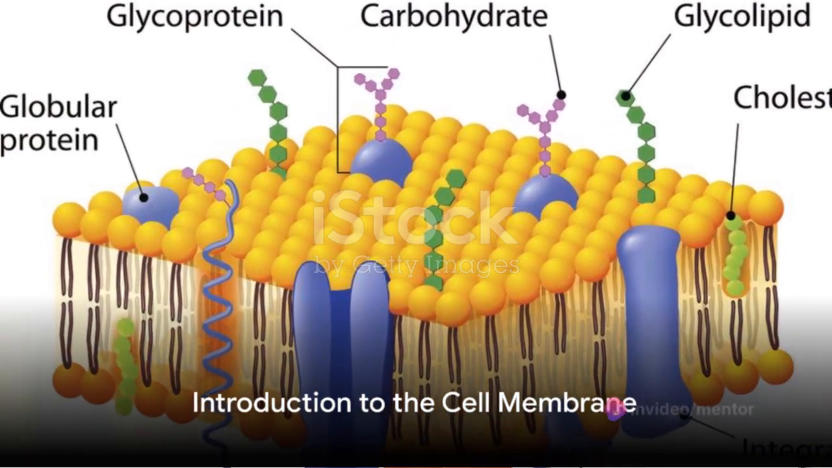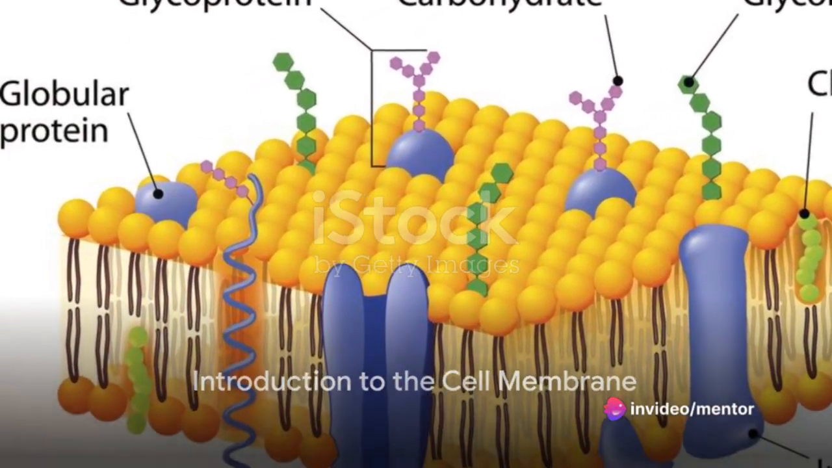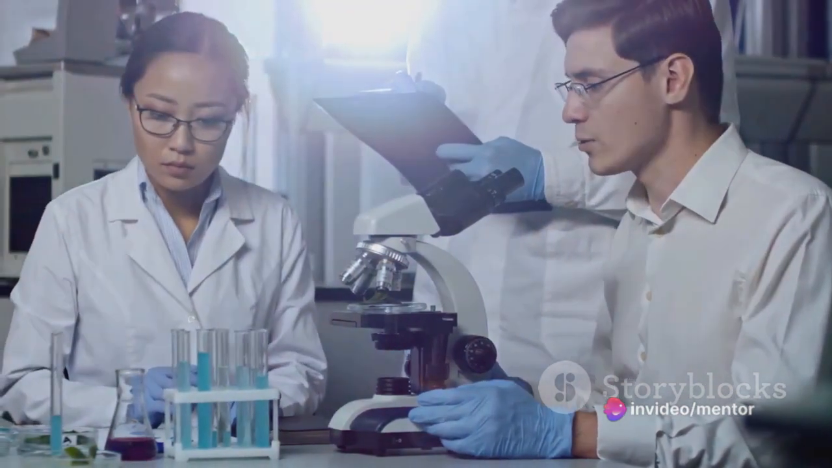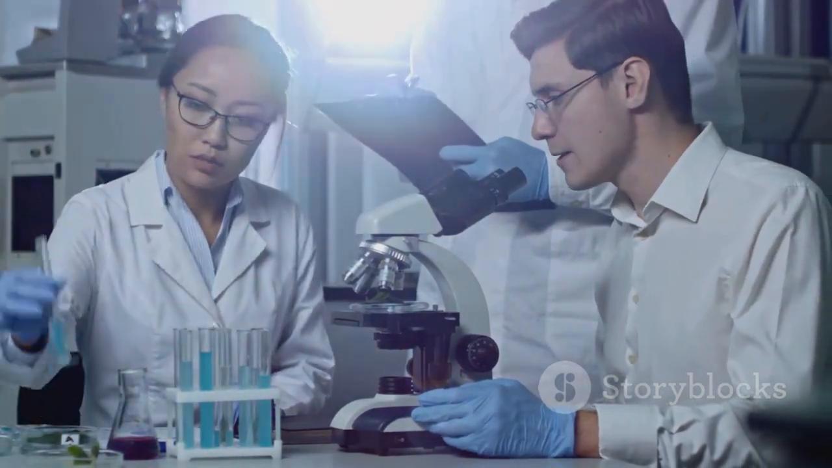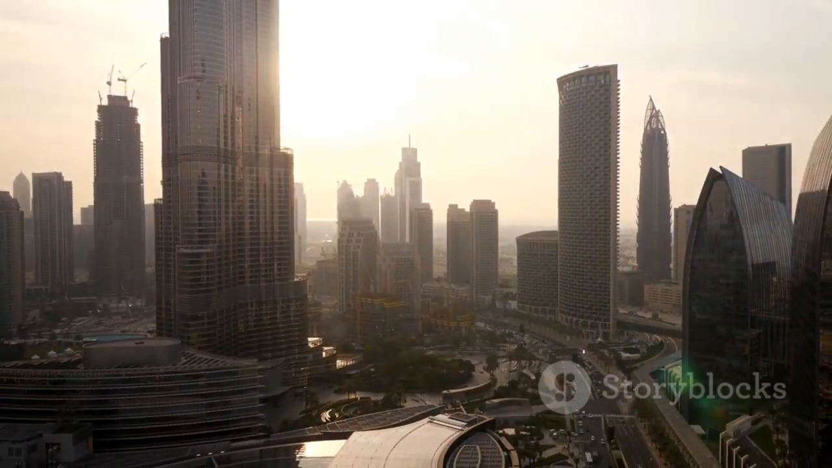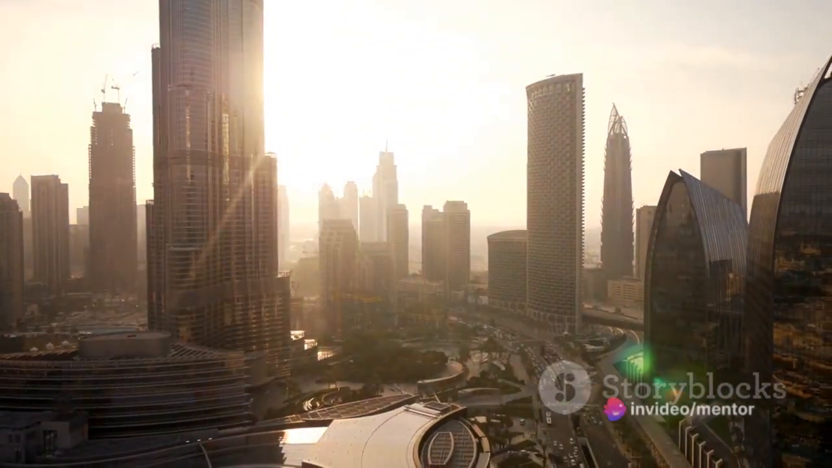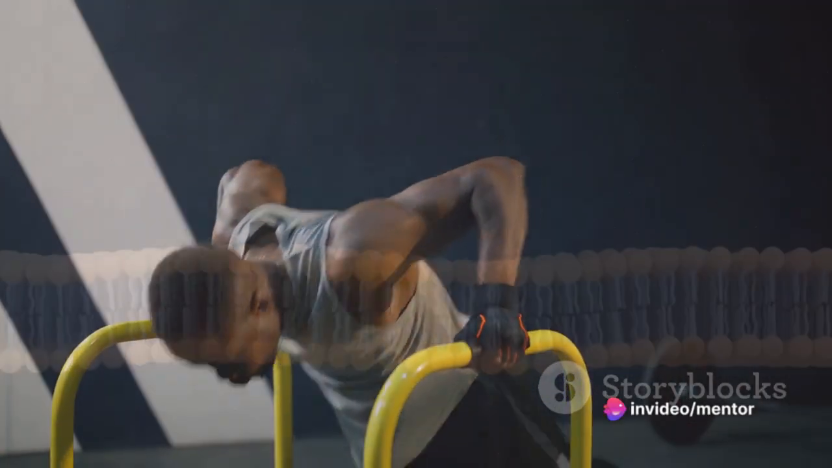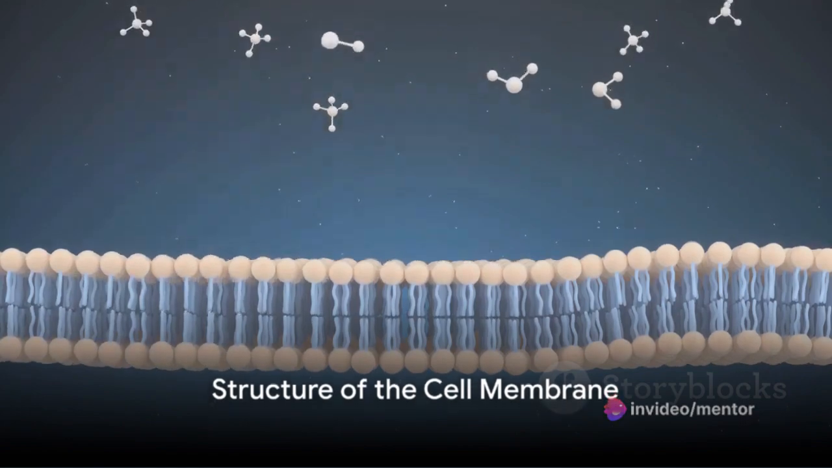Why are cell membranes integral to the existence of life? Well, the cell membrane, or the plasma membrane as it's often called, is a vital component of all living cells. It forms the boundary between the cell's interior and its external environment, and is a key player in a variety of cellular functions. The cell membrane structure is quite fascinating.